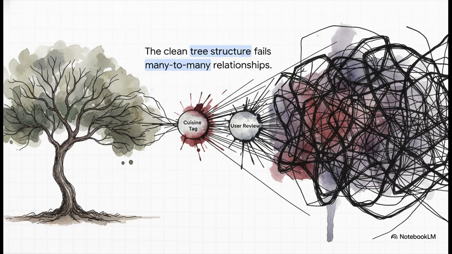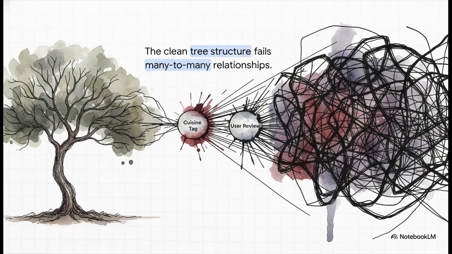And this brings us to the trade-off reality check. That clean, beautiful tree structure we loved earlier, it starts to fail when we begin dealing with many-to-one and many-to-many relationships. For example, what if 1,000 users want to reference a single standardized cuisine tag, like Italian? Or what if a single review needs to reference both a specific user and a specific restaurant?